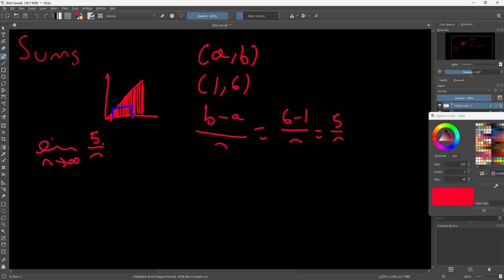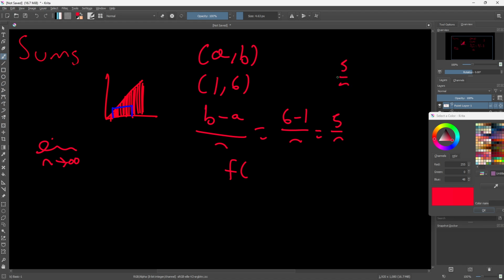5 over n. Now, yes, that would go into the limit. But first, now you want to think about the height, right? You have the width of each rectangle. So what's the height? Well, you may be tempted to say that it is f of 5 over n, right?